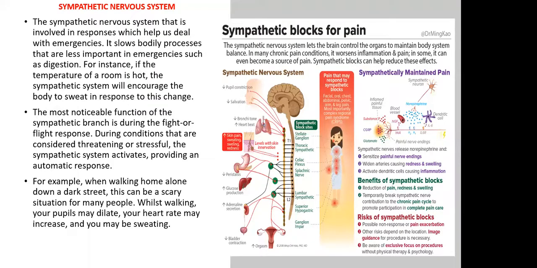The sympathetic nervous system is involved in responses that help us deal with emergencies. It slows the bodily processes that are less important in emergencies, such as digestion. For instance, if the temperature of a room is hot, the sympathetic system will encourage the body to sweat in response to this change. One of the most noticeable functions of the sympathetic branch is the fight or flight response: during conditions that are considered threatening or stressful, the sympathetic system activates, providing an autonomic response.